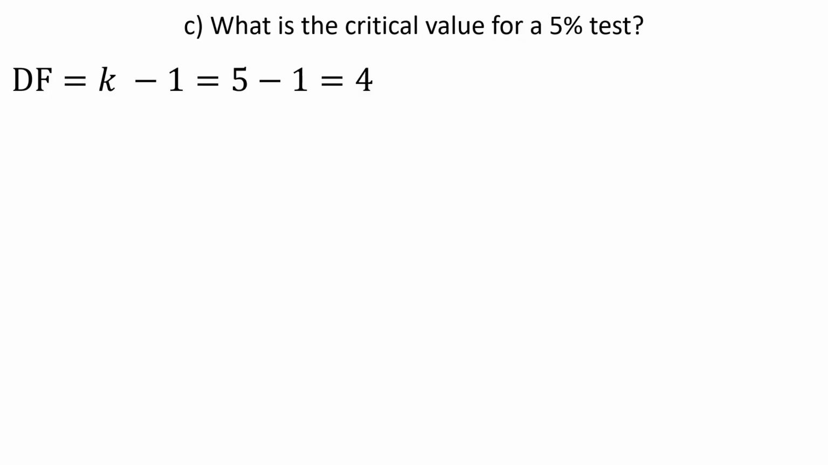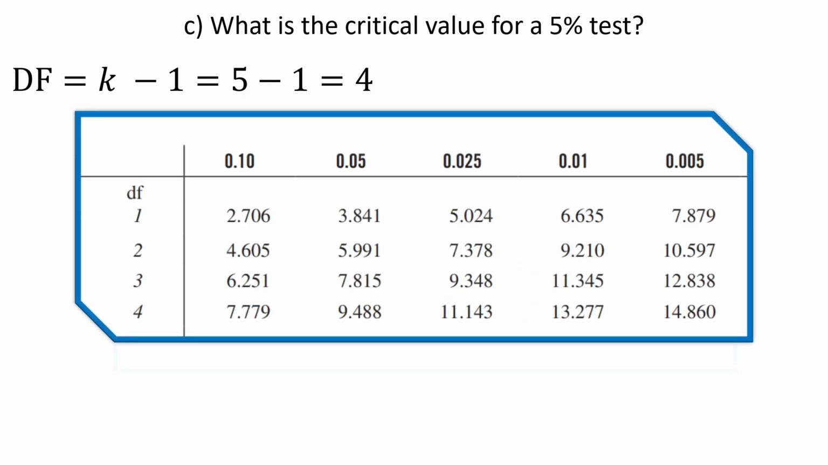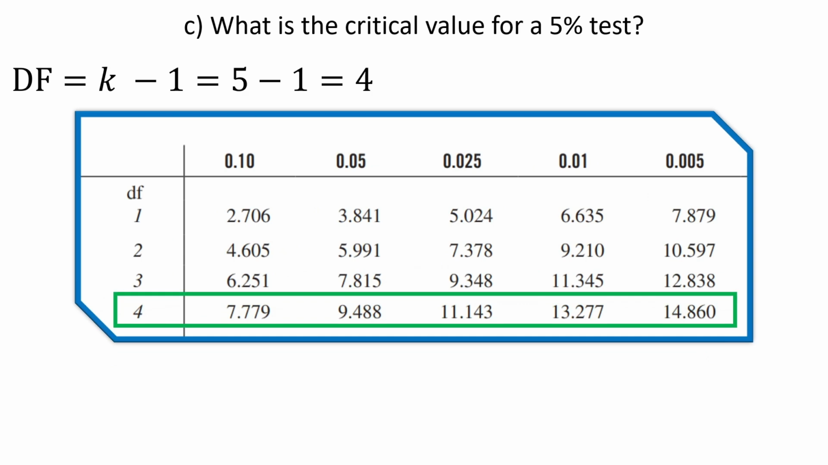What's the critical value for a 5% test? You need to remember that if you're conducting a goodness of fit test, the degrees of freedom is the number of categories minus 1. So here we have 5 color categories. 5 minus 1 is 4 degrees of freedom. We go to the table, looking at 4 degrees of freedom. If it's a 5% test, our critical value is 9.488.